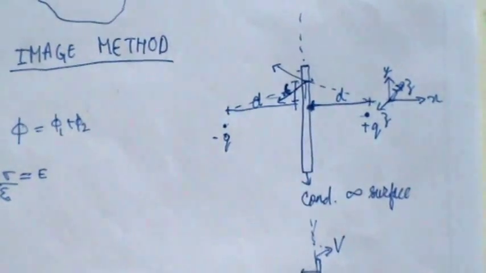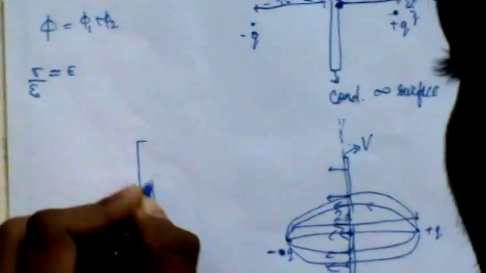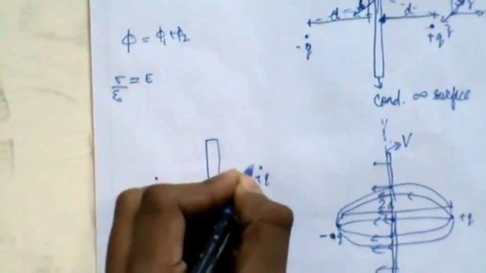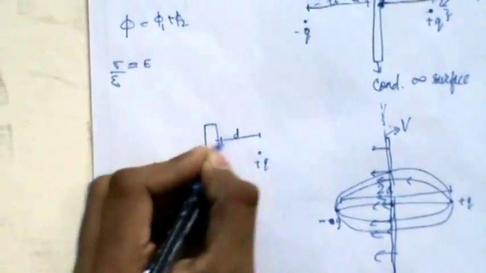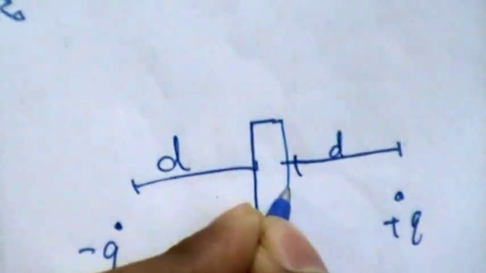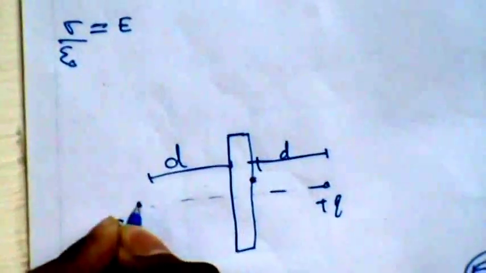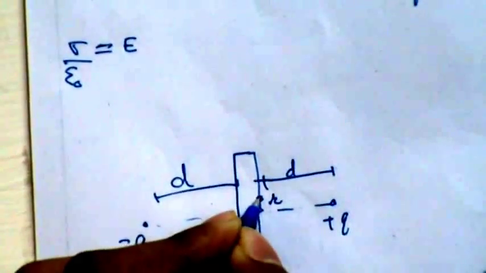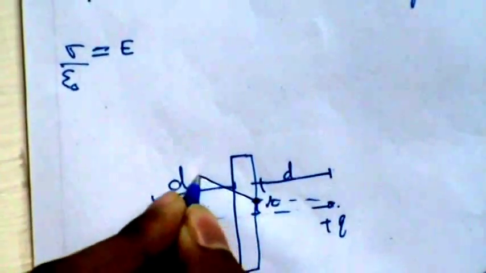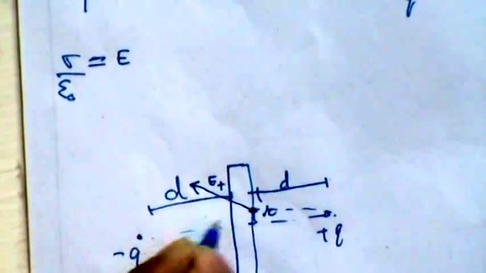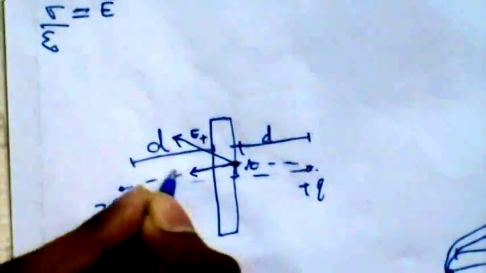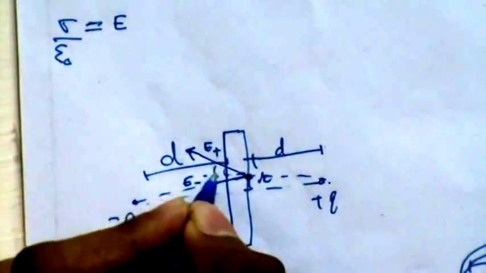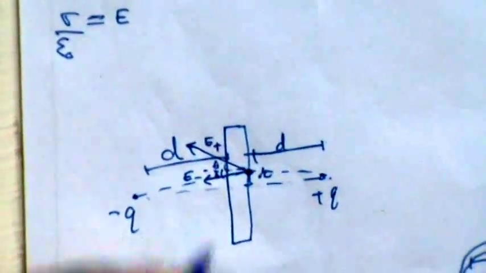Sorry, I'll draw a new diagram, probably that will make it easier. Plus q, minus q, this is the distance d and d. This is the point you're considering at a distance r, and this is the electric field due to positive, and this is the electric field due to negative, right? Both are making an angle theta. By symmetry we know this.